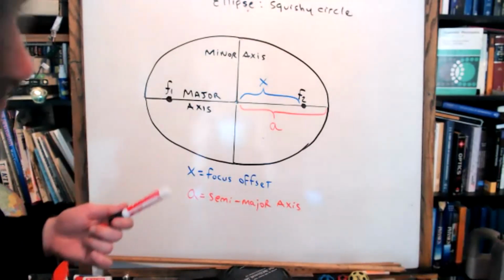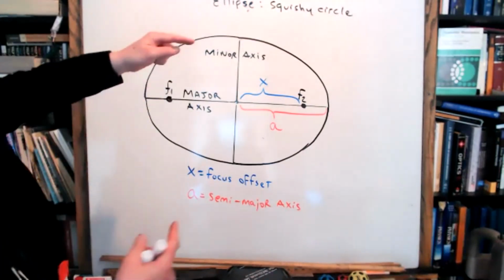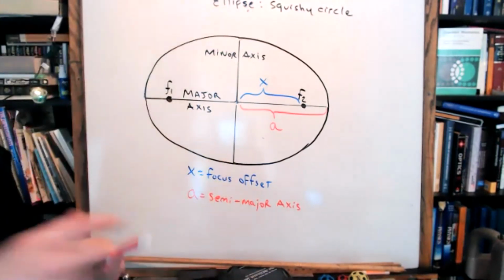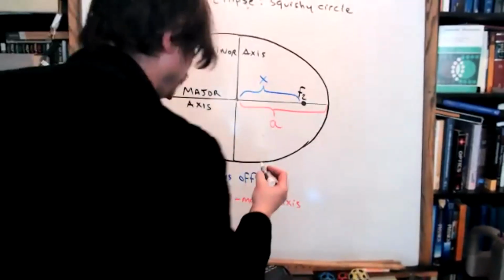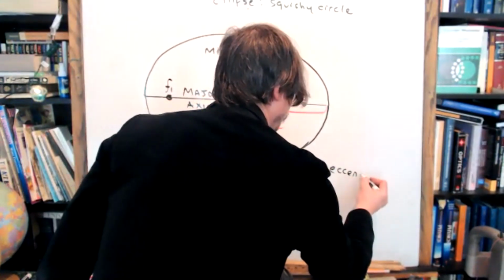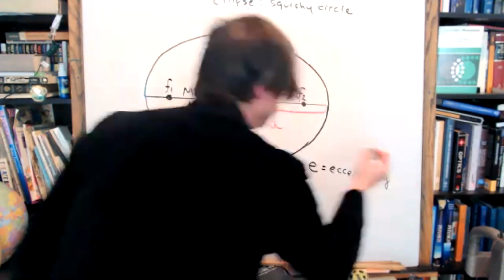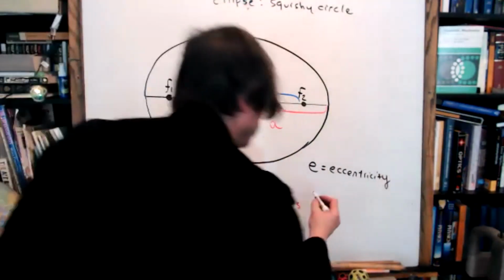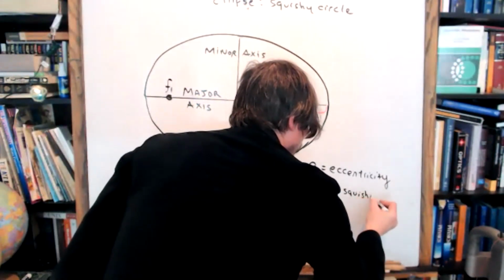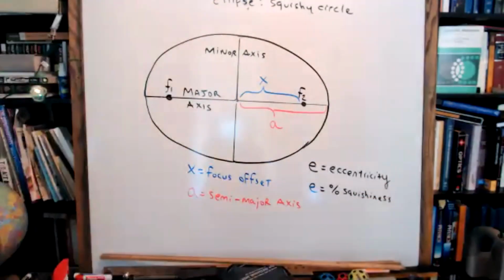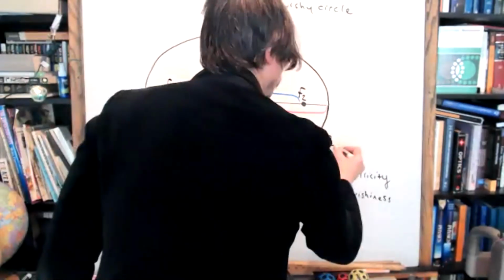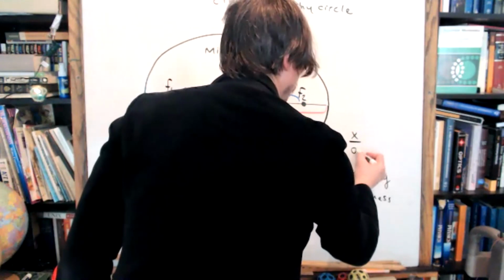There's one more parameter that we need. The parameter E, or eccentricity, measures how squishy our ellipse is. And you can actually calculate it. So I'll just write this over here. E stands for the eccentricity of my ellipse. You can think of the eccentricity as the percent squishiness of your ellipse. And usually the way you calculate it is you divide x by a. So the eccentricity is x divided by a.